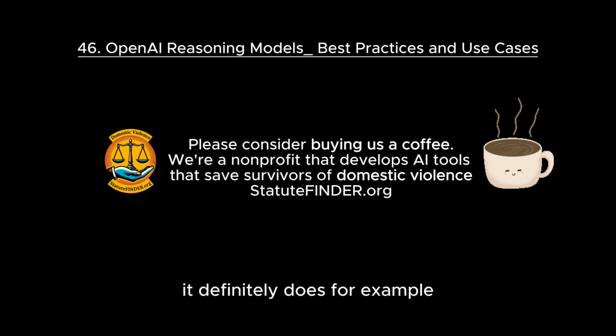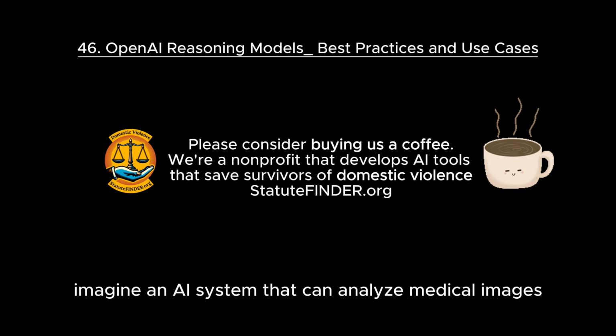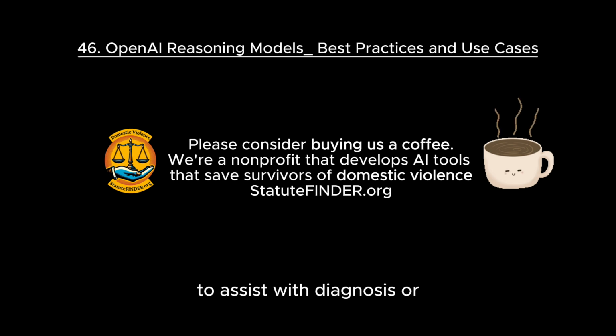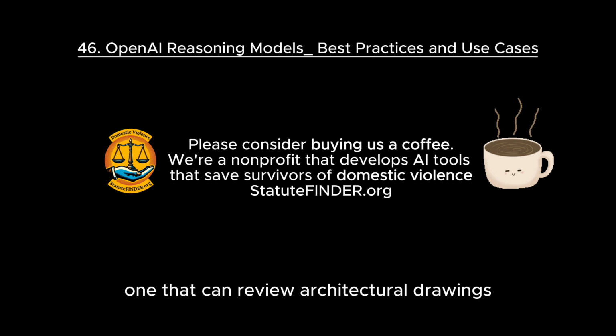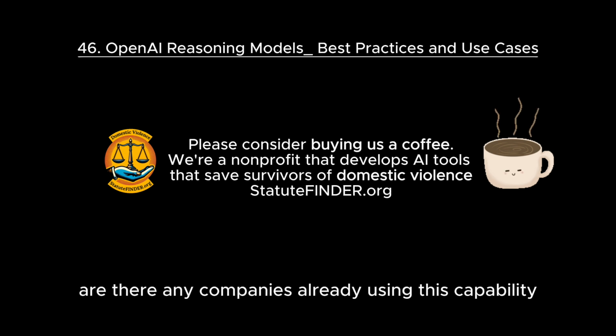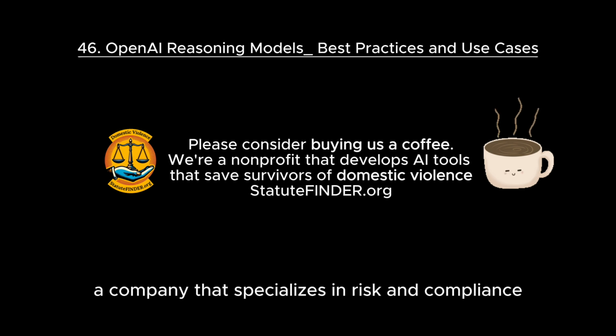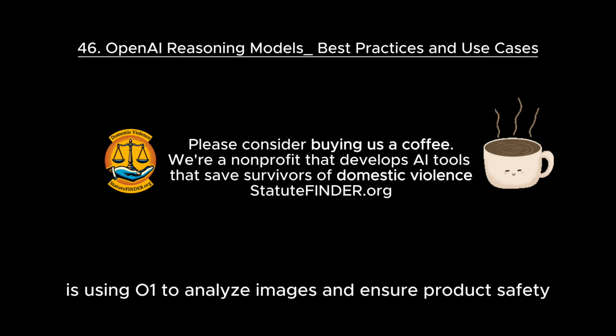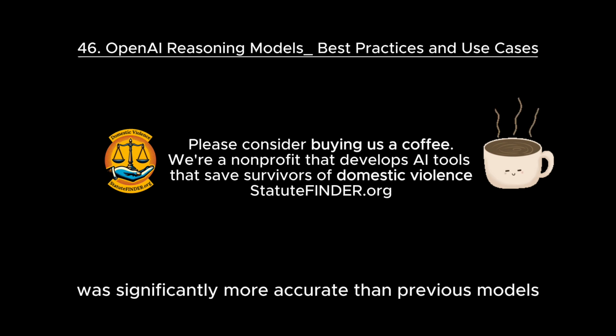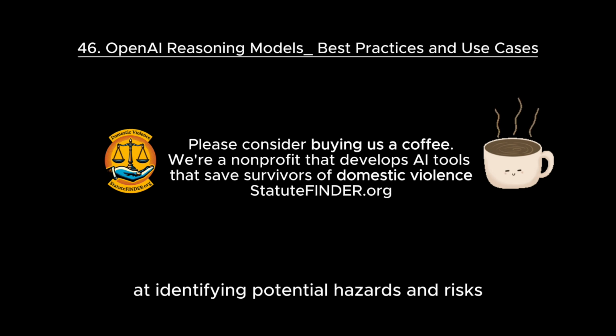It definitely does. For example, imagine an AI system that can analyze medical images to assist with diagnosis, or one that can review architectural drawings to ensure safety and compliance. That's amazing. Are there any companies already using this capability? Absolutely. SafetyKit, a company that specializes in risk and compliance, is using O1 to analyze images and ensure product safety. They found that O1 was significantly more accurate than previous models at identifying potential hazards and risks.